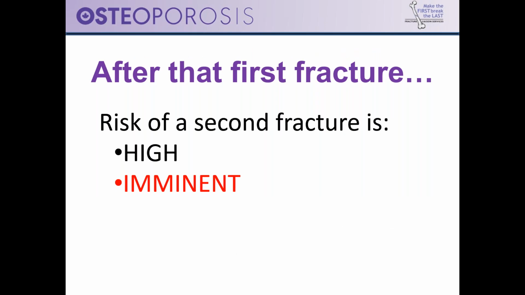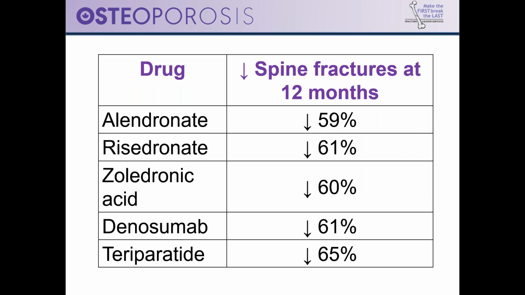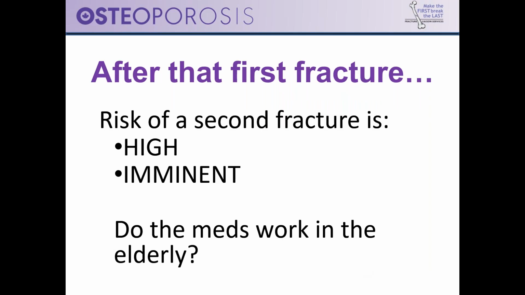How about the imminent? How quickly can we reduce the fracture risk? Well, we actually have a very good ability of reducing spine fractures within 12 months of starting treatment. As you can see, pretty much with all of our drugs, you can reduce the risk in the order of about 60% within the first 12 months. So not perfect, but certainly our drugs work relatively well and relatively quickly. So we know that our medications work at reducing fracture risk, and they work relatively fast. But there's been some concern in the literature or expressed by people that maybe our osteoporosis medications don't work as well in the elderly. So I would like to review some of the evidence that we have.